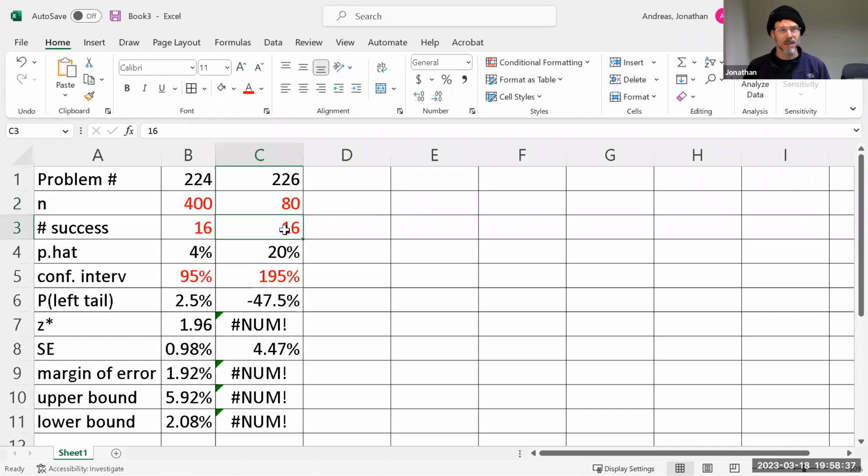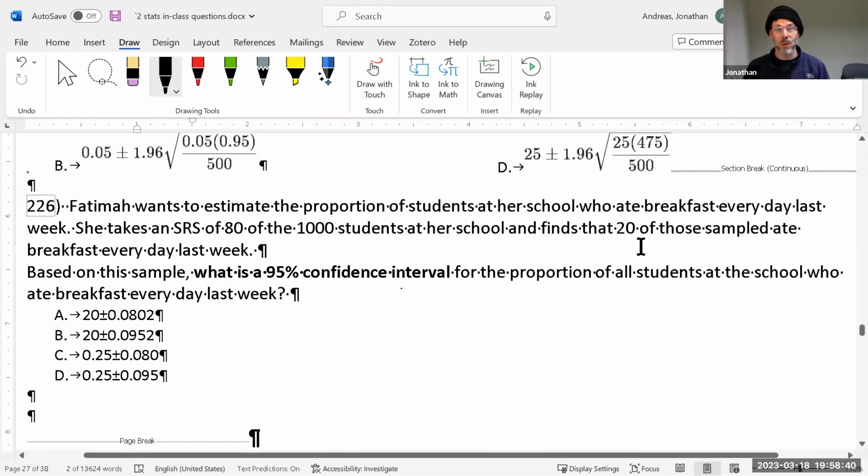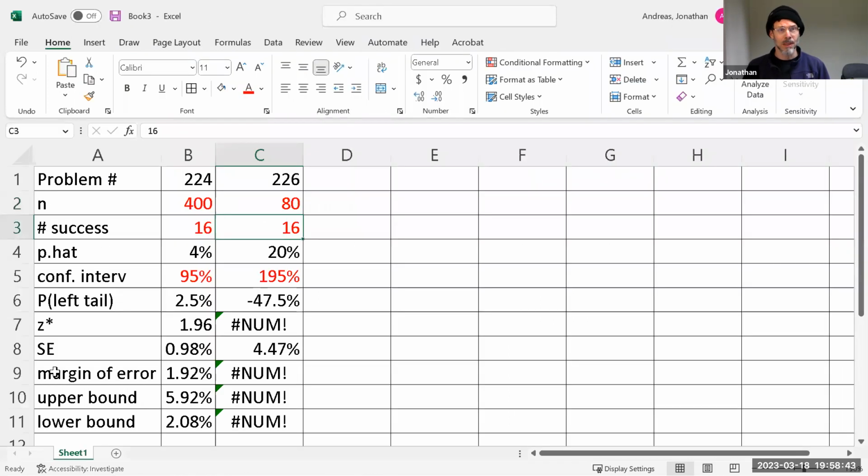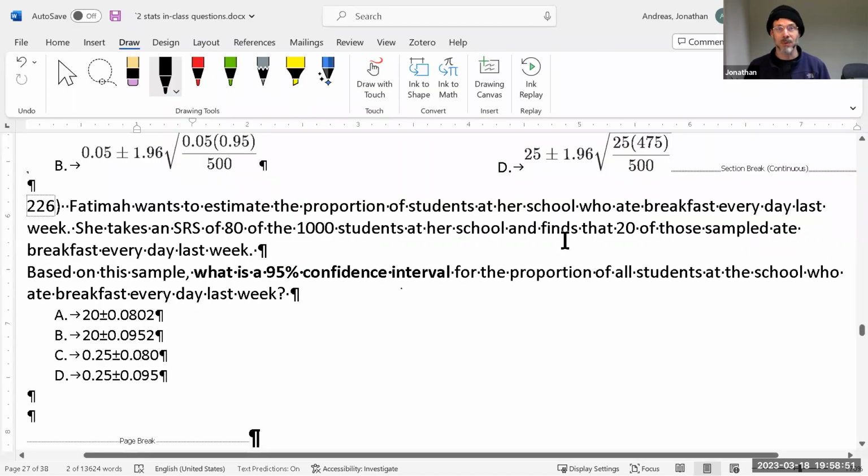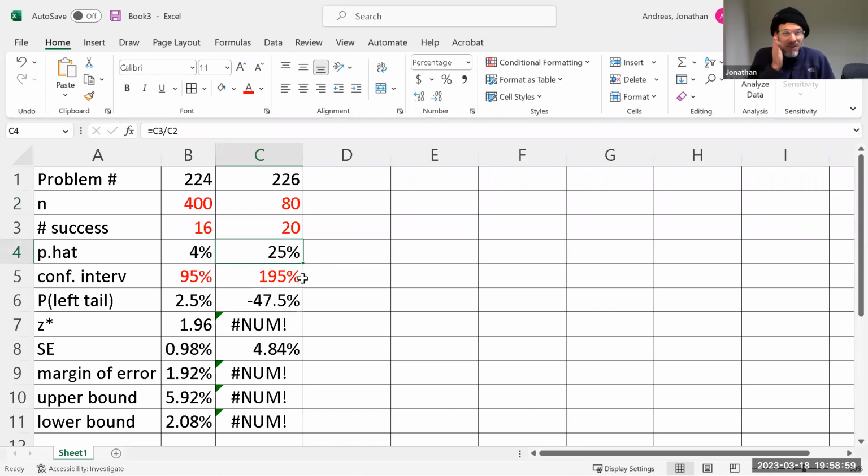And the number of successes is 20 of them have breakfast. So basically a quarter of the students sampled ate breakfast every day last week. But the thing is, we don't know how much confidence we have that the true value is 25%. So, ooh, this is odd here. Why do we have 195%? This should be 95%. Because again, we're doing a 95% confidence interval.